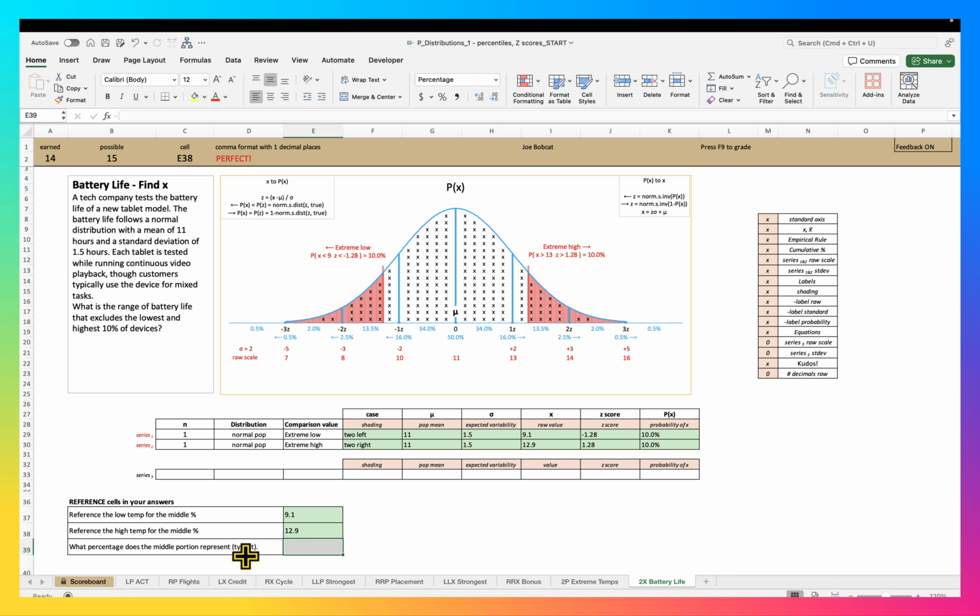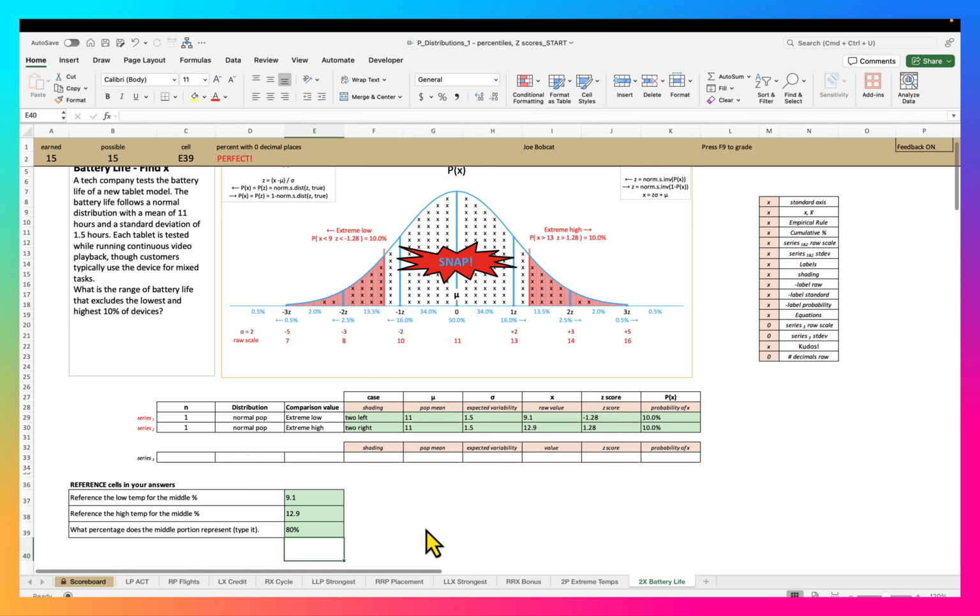What percentage does the middle portion represent? Type it. So, well, if that's 10 and that's 10, that's 20. So what's left is 80. And we're all set. And we're all done with the exercise. And congratulations.